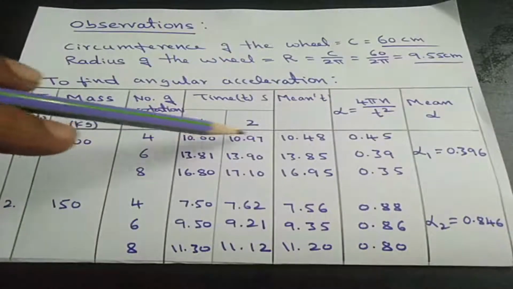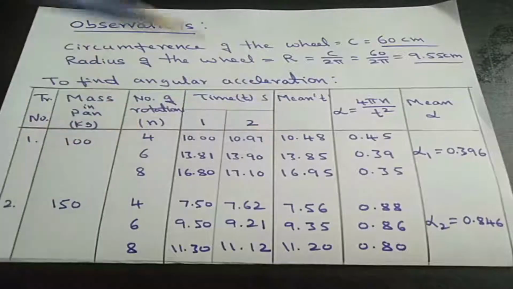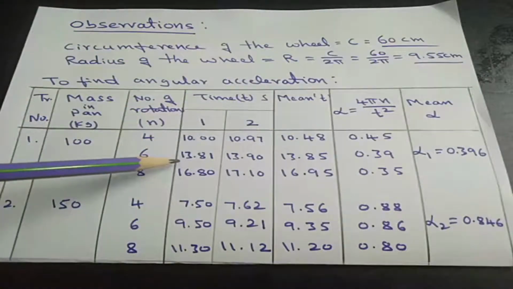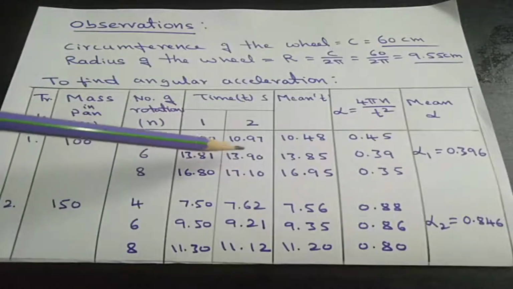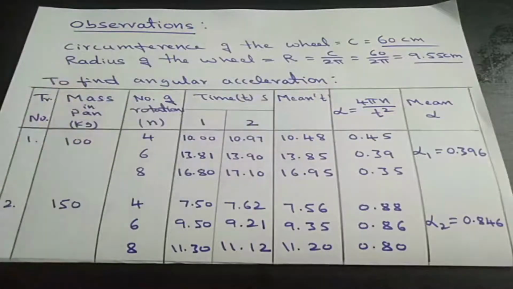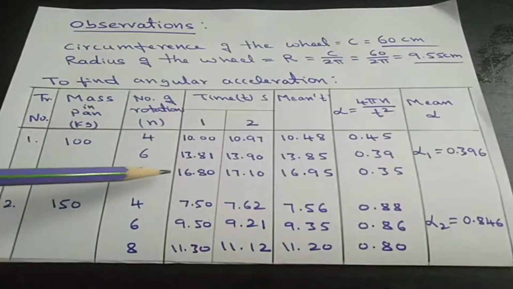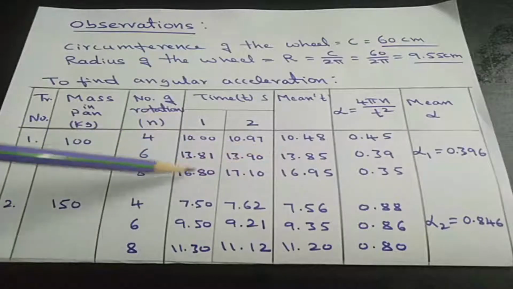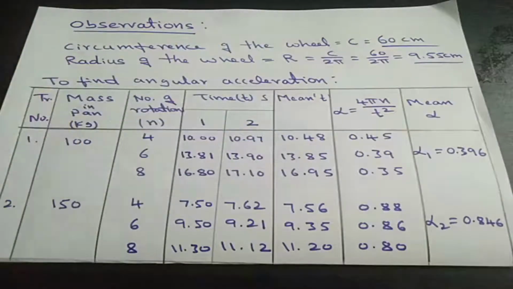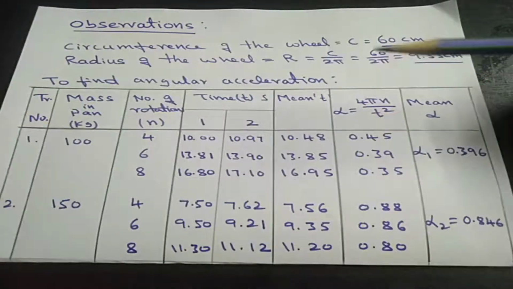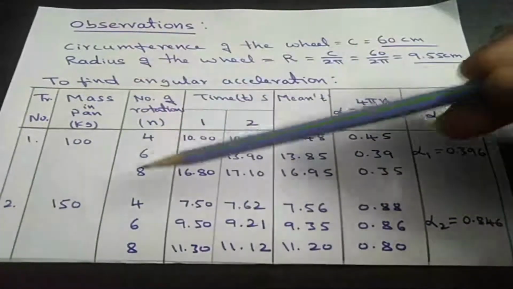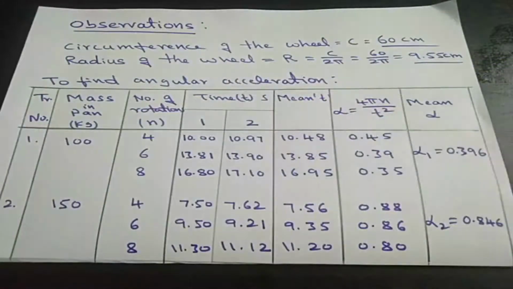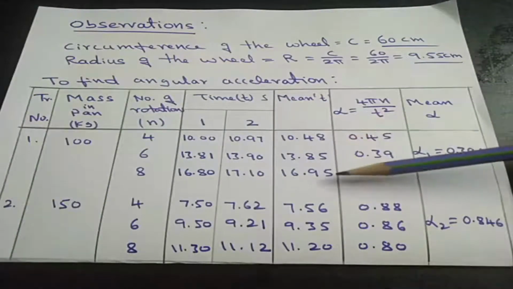So the mean value of these two is small t, and we are getting 13.81 seconds and then 13.9 seconds. So the mean of that is 13.85 seconds, and repeat the experiment for 8 rotations. The time taken for 8 rotations is now 16.8 and 17.1, so in 2 trials the mean of that is 16.95 seconds. Like that the time taken for 4 rotations, 6 rotations and 8 rotations is calculated in 2 trials, and then the mean value is calculated here.